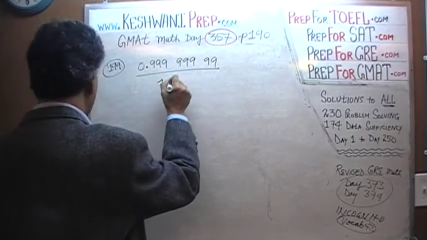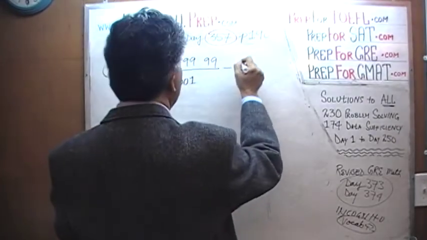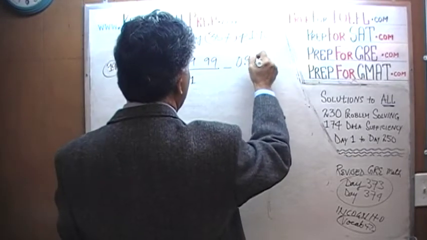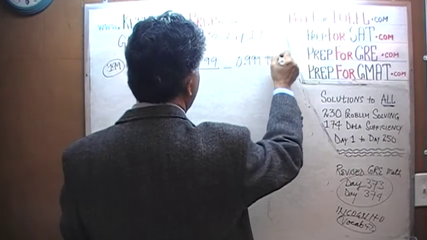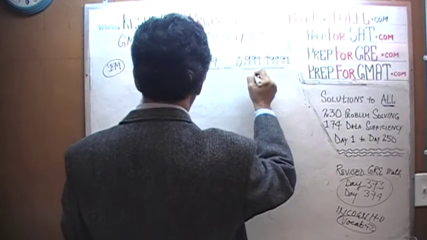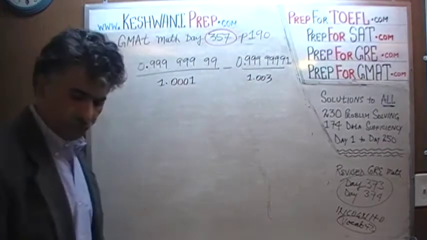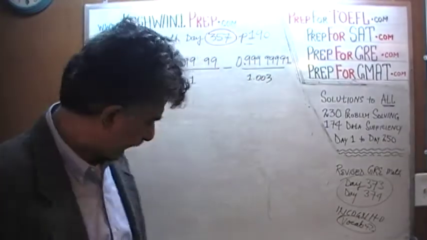Over 1.0001 minus, again 8 of them, 1, 2, 3, 4, 5, 6, 7, and 8, over 1.003. Now listen to what I have to say for a second.